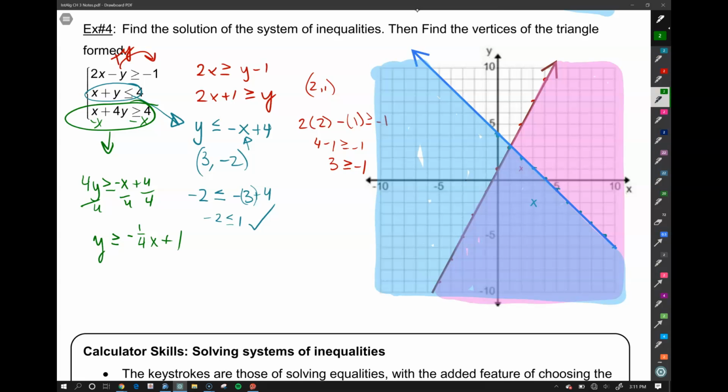There's no white light. That's fine. There's just the overlap. Remember, the solution is where all three are going to overlap.